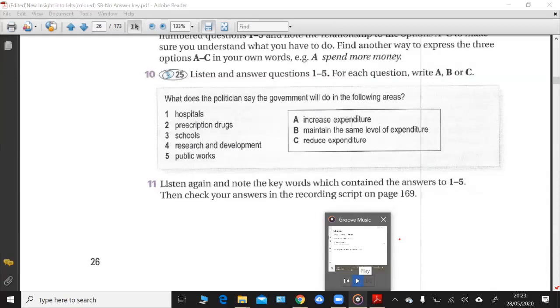Schools. Yes, question number 3, schools. I think its answer is B. Maintain the same level of expenditure. Yes, maintain the same level of expenditure. Okay, so number 4, it was A. Increase expenditure. Yes. And we'll complete number 5, public works. Public works mean like the roads, the work related to government, developing the roads and constructing or making new roads or highways or stuff like that.